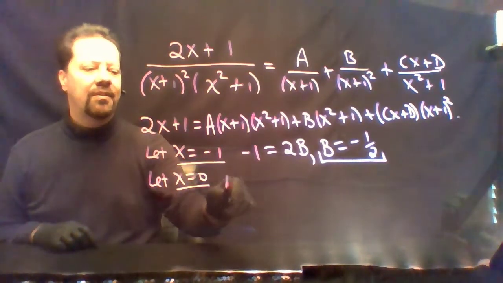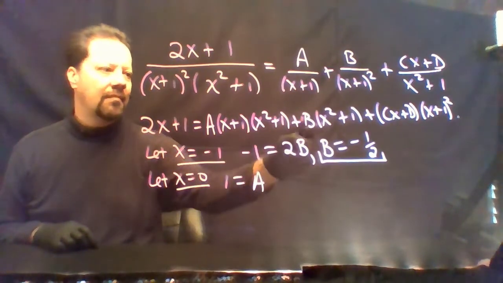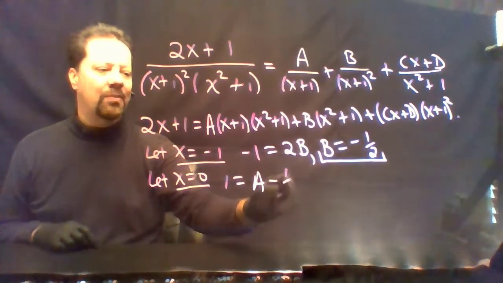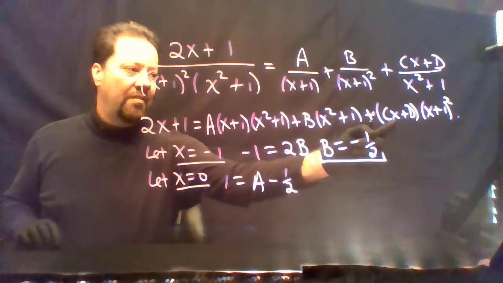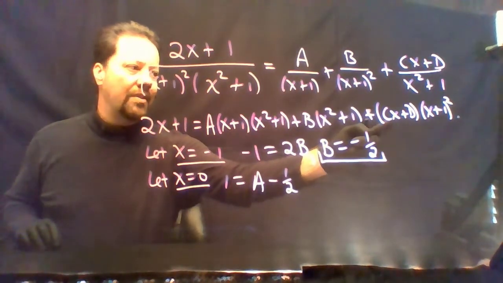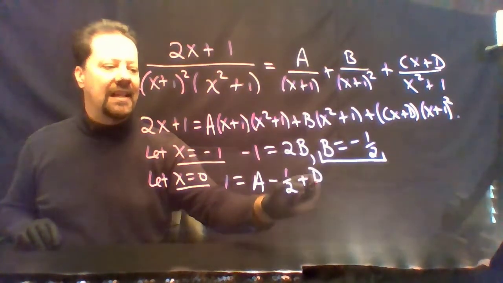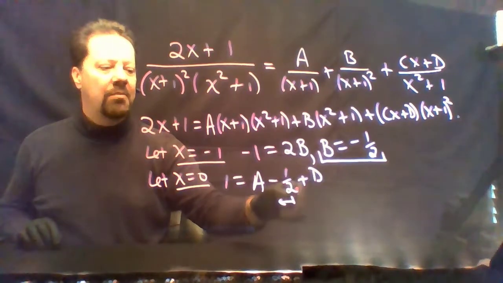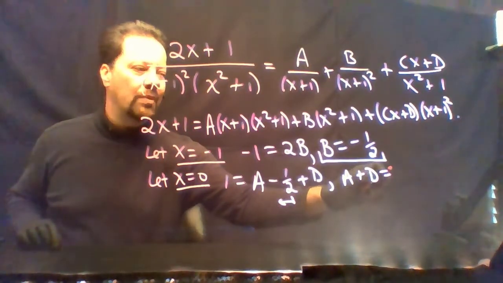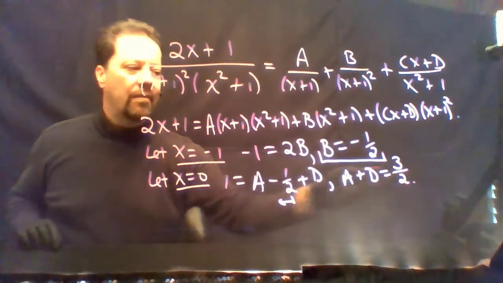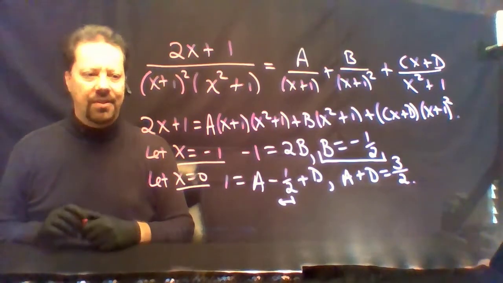If x is 0, 1 is a plus b, which is -1/2. The x is equal to 0, so the c term drops. We end up with plus d. Moving 1/2 to the other side, we get the equation a plus d equals 3/2. We need two other equations, though.